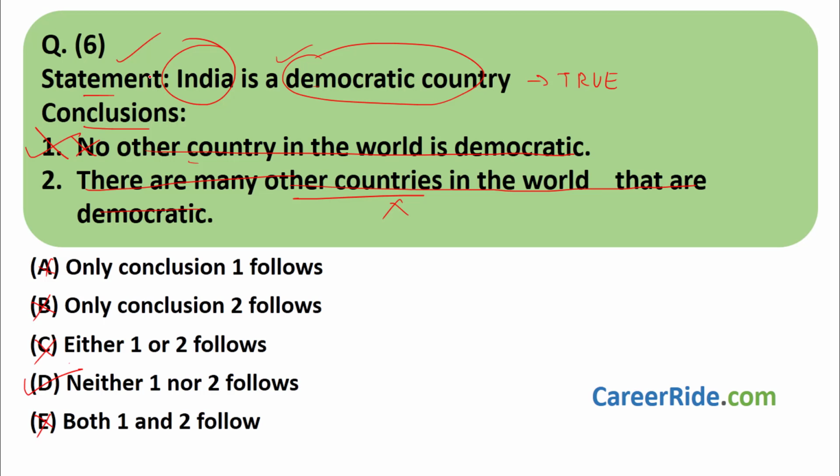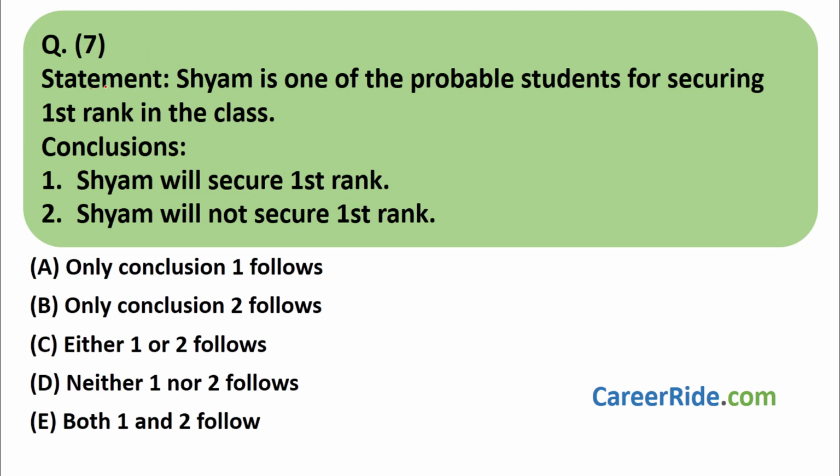Moving to question number 7. Statement: Sham is one of the probable students for securing first rank in the class. Conclusions: Sham will secure first rank, Sham will not secure first rank. Now over here, you will get confused. Okay, what to mark? And in this confusion, you might also think that this is to confuse me. The answer must be neither 1 nor 2 follows.